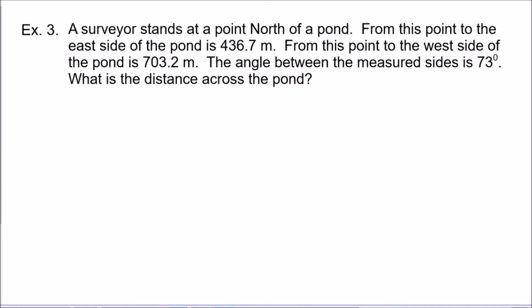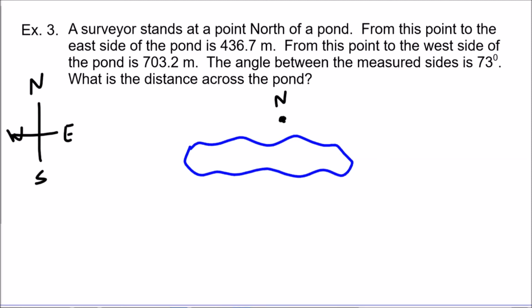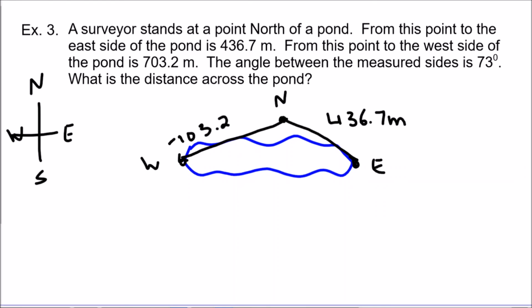So in a situation like this, we can deal with some word problems. A surveyor stands at a point north of a pond. So, right, make sure you have that prior knowledge, northeast, southwest. So here's our surveyor at the north end of some pond here. From this point to the east side of the pond is 436.7 meters. And then from that point to the west side of the pond, so here's our east side, here's our west side. It's a little further, it's 703.2 meters.